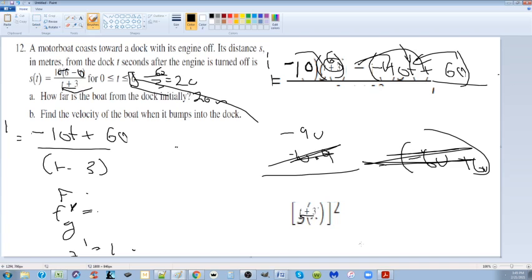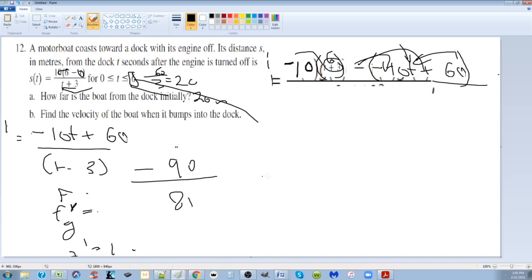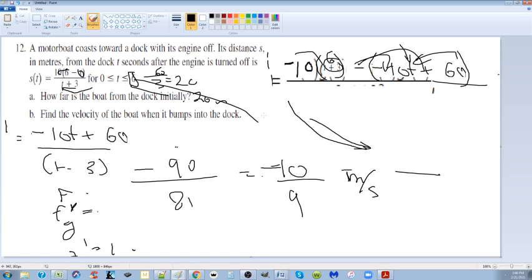When t is 6, it's 9 squared, which is 81. So I get minus 90 over 81, both of which are divisible by, if I wanted to, 9. So I get minus 10 over 9, which is the meters per second. The boat is moving, and minus makes sense because it's sliding down the curve. It's on this side of it, towards the dock.